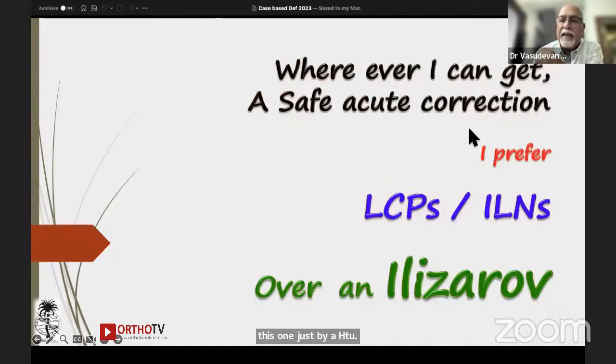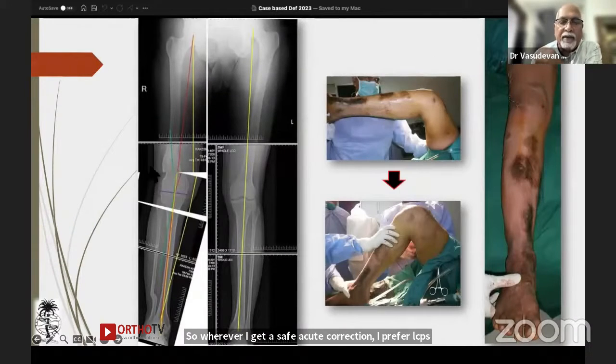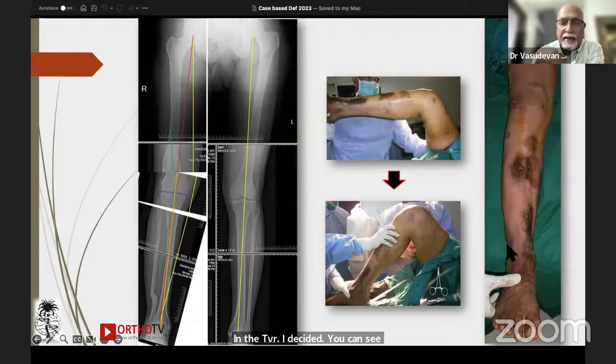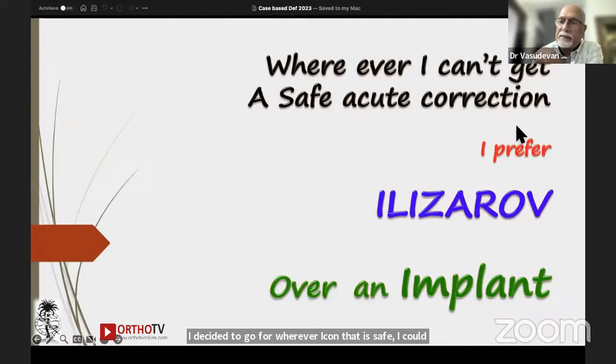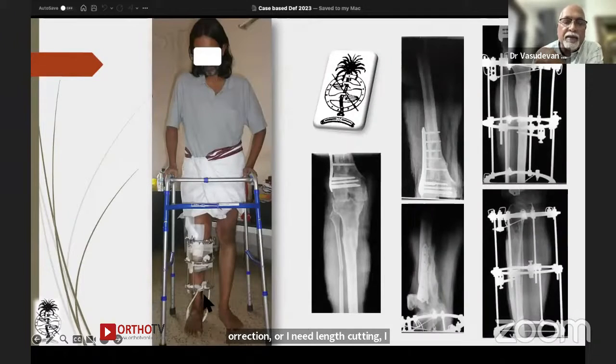So wherever I can get a safe acute correction, I prefer LCPs or interlocking nails over any Ilizarov. So here, in the femur, I decided to do an acute correction and a quadricepsplasty. From there, I got flexion like this, and fixed the distal femur by LCP. In the tibia, you can see that suture marking there. In the tibia, I decided to go for Ilizarov. Wherever I can't get a safe acute correction or I need lengthening, I prefer Ilizarov over an implant. And it's easy in the tibia, so I did the osteotomy there and lengthening.